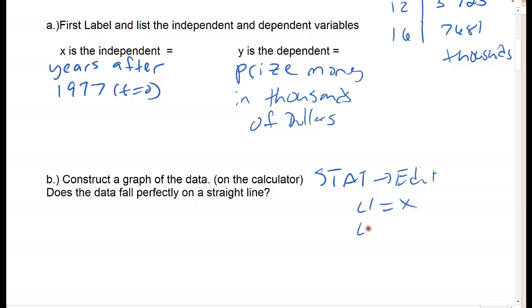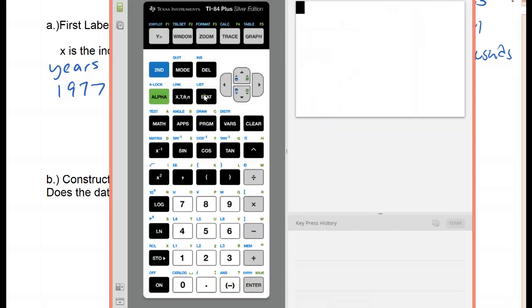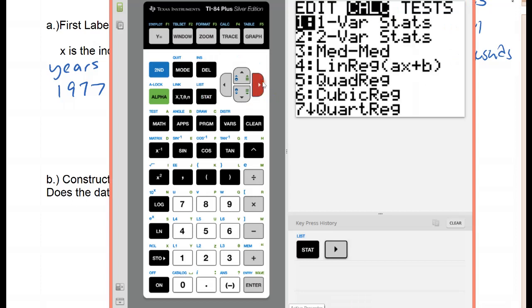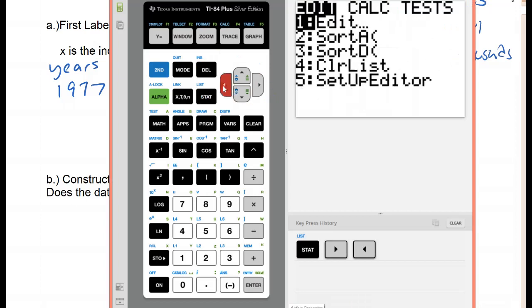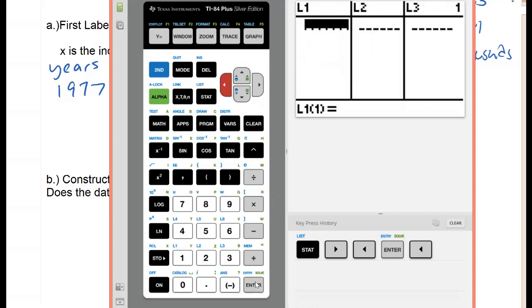List 1 is going to be my x values. List 2 is going to be my y values. Alright, so I'm going to pop up my calculator. I'm going to go to stats, over to edit. Not over to edit. Edit is the very first one. If I had anything in here, you'd clear them out. I don't, so I'm just going to go ahead and plug in my values.